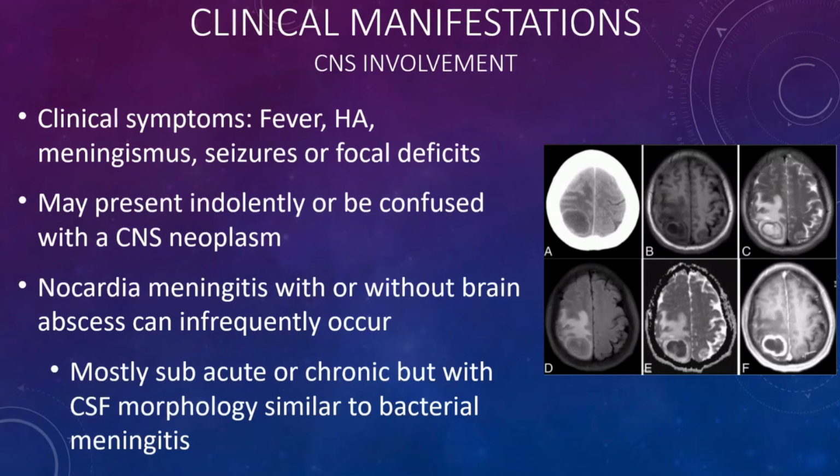These lesions can be difficult to differentiate from a CNS neoplasm. You can also have nocardia meningitis, and this can be mostly subacute or chronic, but when you do a CSF exam, it has morphology similar to bacterial meningitis.